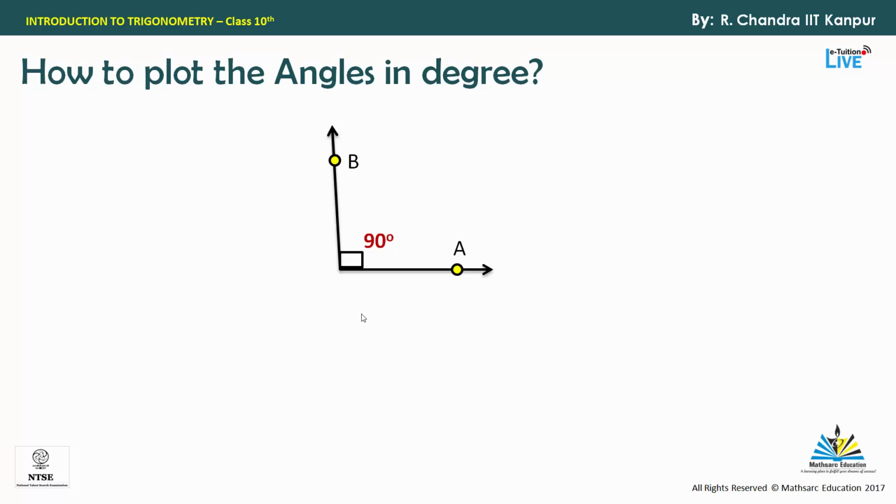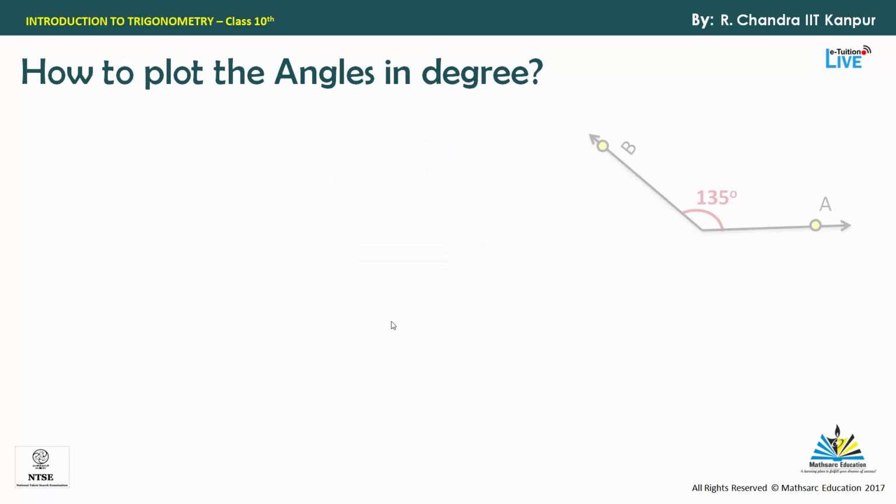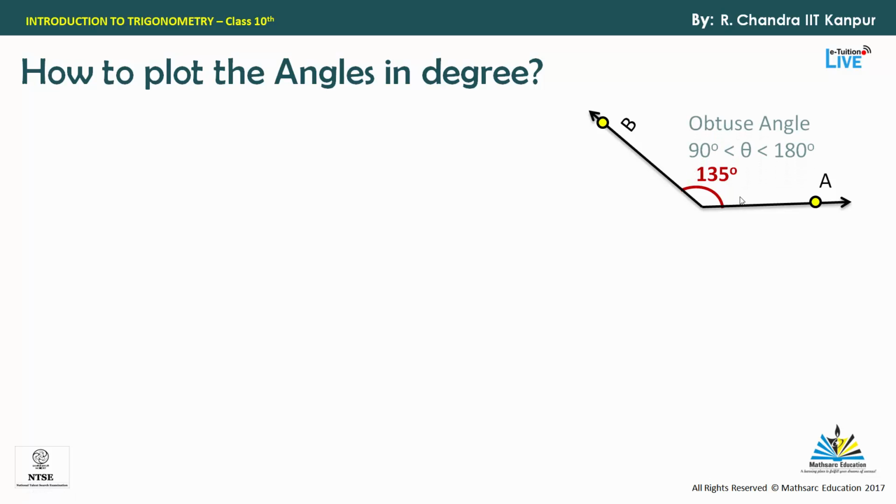Another angle we have is 90 degrees, and we call it a right angle, and we use this rectangular sign for the 90 degree angle. Here you can see I have made 135 degrees, that is 90 plus 45 degrees, and we call this an obtuse angle. Why do we call this an obtuse angle? Since it is lying between 90 degrees and 180 degrees. So any angle that lies between 90 and 180 degrees, we call it an obtuse angle.